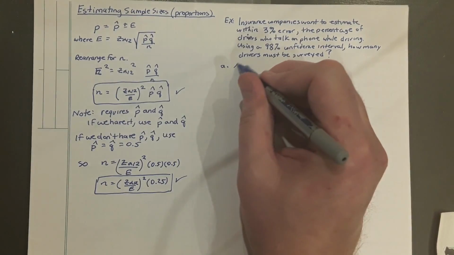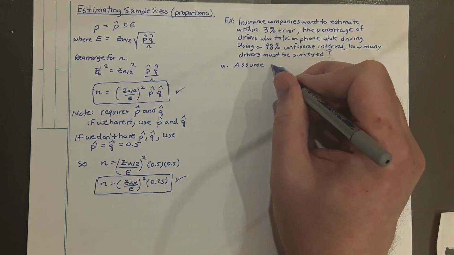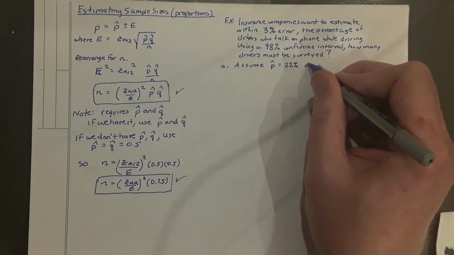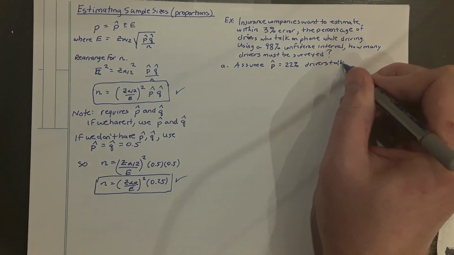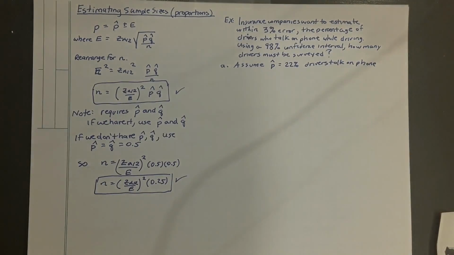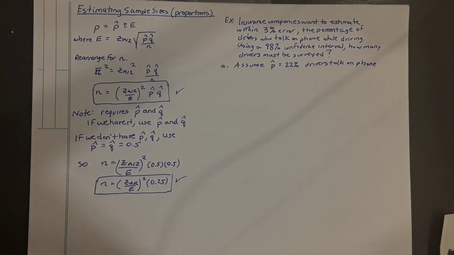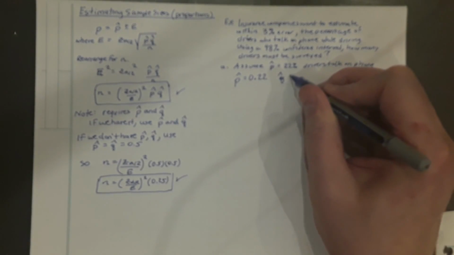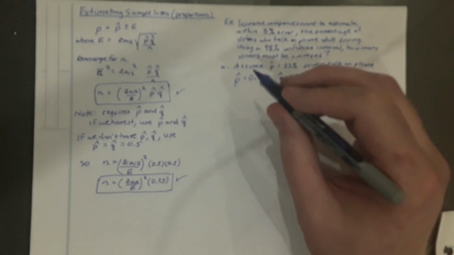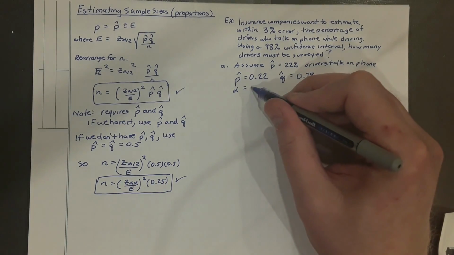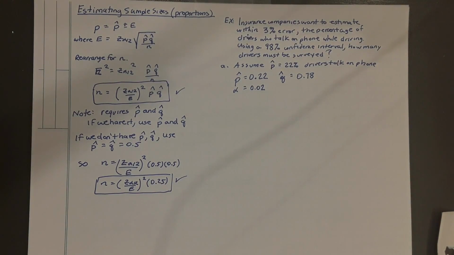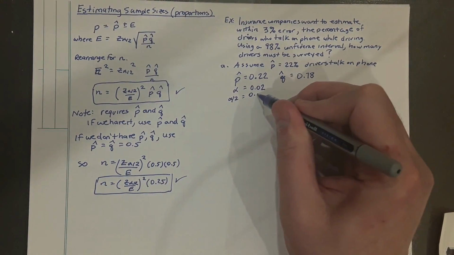Well, if we assume that we have a proportion of 22% of drivers talk on the phone. So let's say we actually knew that piece of information. Then in this case, p hat is 0.22, and therefore q hat has got to be 0.78. If we use a 98% confidence interval, that means alpha is 0.02, and so alpha over 2 is 0.01.